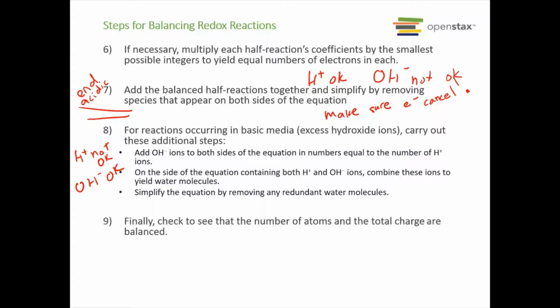Same type of mindset. So then you're going to look on each side of the equation and see where you have H+ and OH-, and combine them to make water. Then you look on each side of the arrow for water on both sides and cancel them out. Then make sure that your number of atoms and your charge are balanced. I know I just threw a lot of information at you, and like I said, we're going to go through 2 examples, one for acid, one for base, and I really hope that'll help it make more sense.